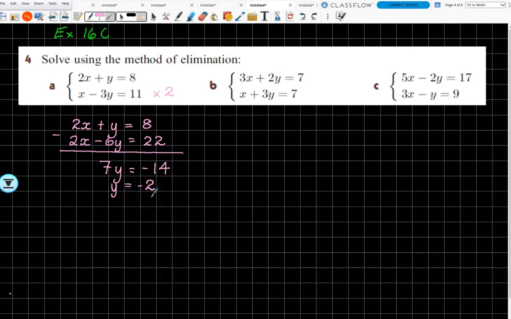How do we find our x value? You could put it into here or here. Guess which one I'm going into? The top one? No, I'm going into the bottom because x is just all by itself. You could do either one. So I'm going x take 3 times negative 2 equals 11.